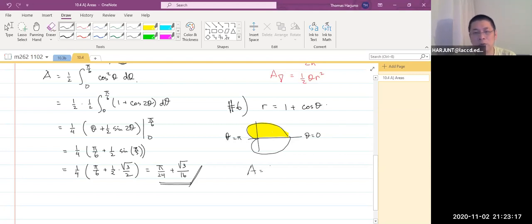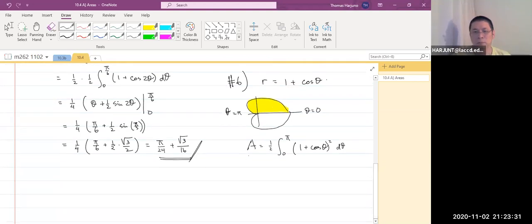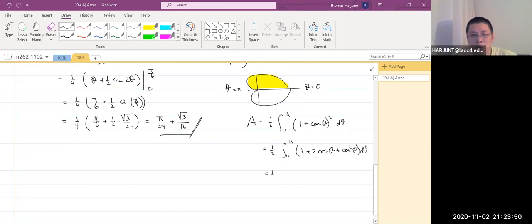So the area equals 1/2 integral from 0 to pi of (1 plus cosine theta) squared d theta. That is equal to 1/2 integral 0 to pi of 1 plus 2 cosine theta plus cosine squared theta d theta. That's 1/2. I want to claim that this term will be 0. Do you know why?